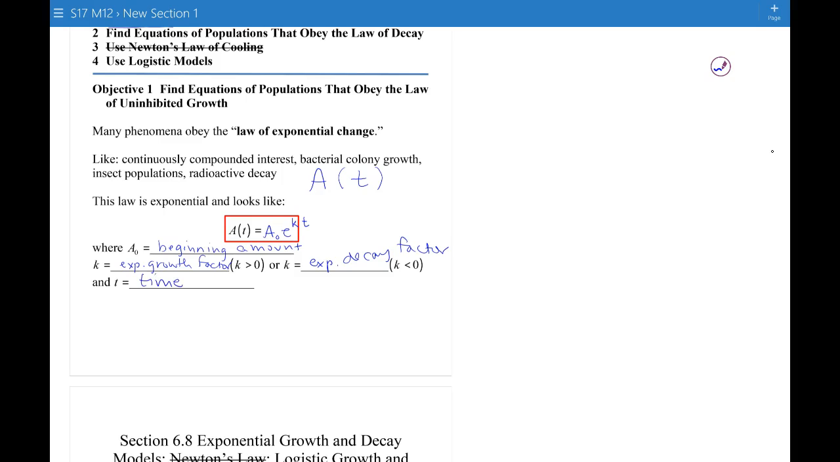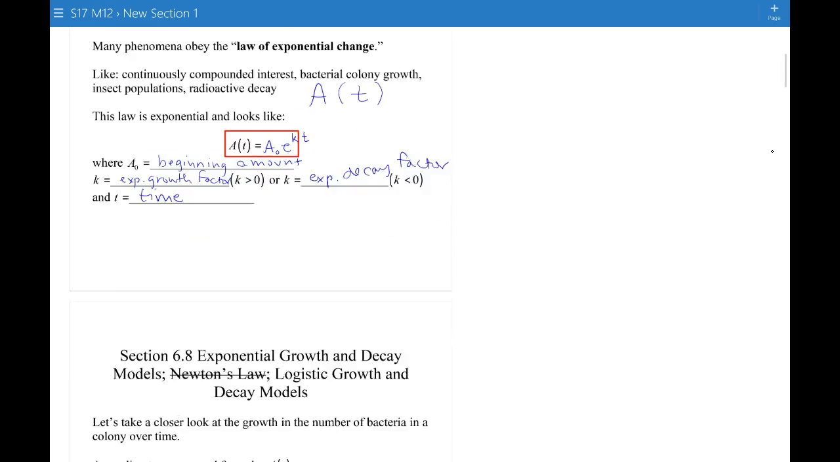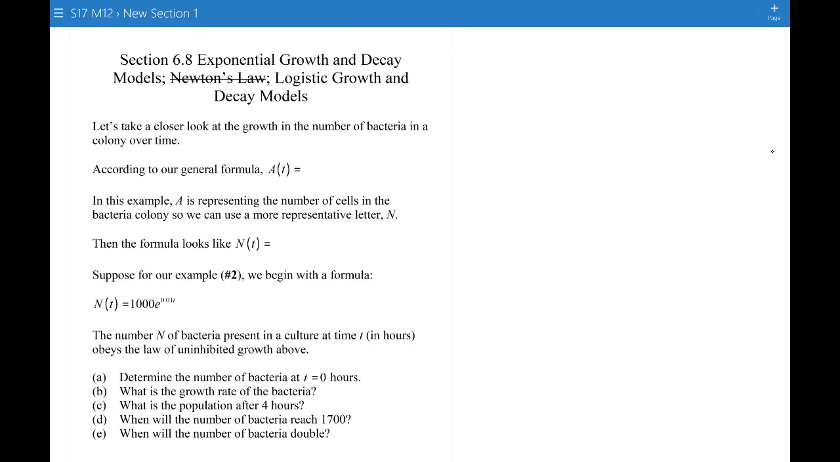And remember that everything has to match up. So if your decay factor or growth factor is in days, your t needs to be in days. And if your growth factor or decay factor is in years, then your t needs to be in years. So everything needs to match up. So let's look harder at the growth in the number of bacteria in a colony over time.